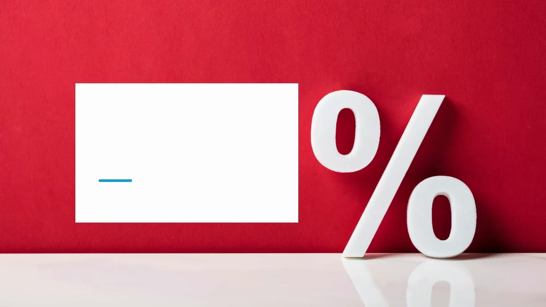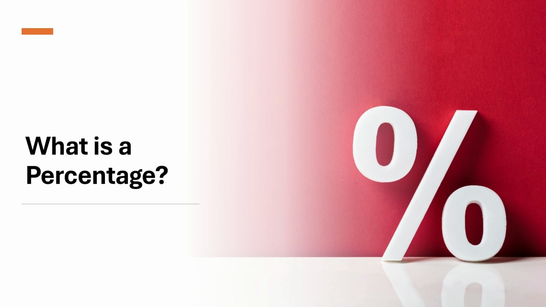Today, we're going to learn how to calculate percentages, a skill that's useful in exams, shopping, banking, and everyday life. What is a percentage? The word percent comes from Latin, percentum, meaning out of 100. So, 75% means 75 out of 100. For example, if your test score is 80 out of 100, that's 80%.